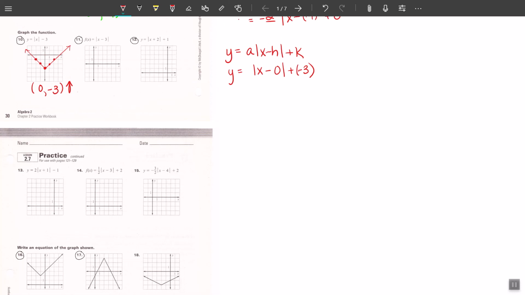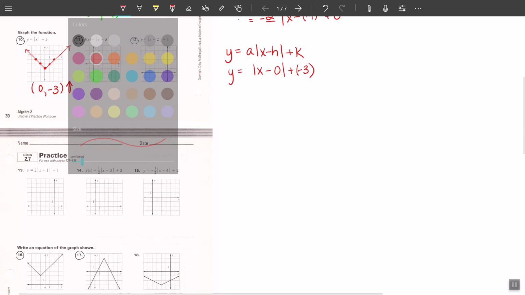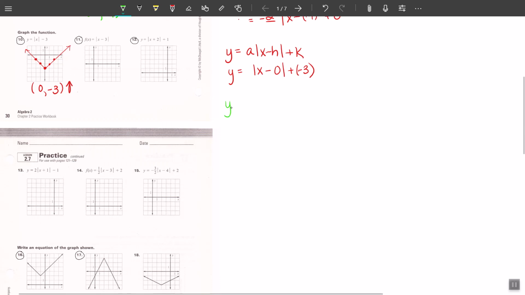Do the same thing with number 11. So on number 11, we'll rewrite it. All right, we can see that we have an h value of 3 and we have a k value of 0. So we can see right from there that our vertex is going to be 3, 0. We can see from our a value that that is positive 1, that it's going to open upward. And so I'll go in and put my vertex at 3, 0.